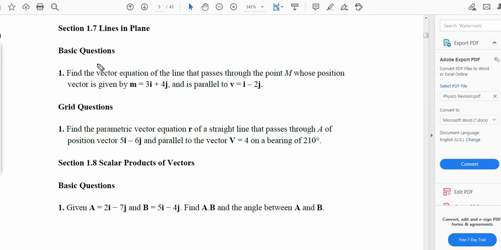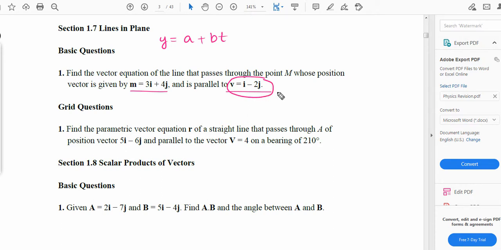Alright, so let's do another question. So this question says, find the vector equation of the line that passes through the point M, whose vector is given by 3i plus 4j and is parallel to v equals i minus 2j. So remember, whenever you have to write down the equation, that equation will be like this: r equals A plus B t.